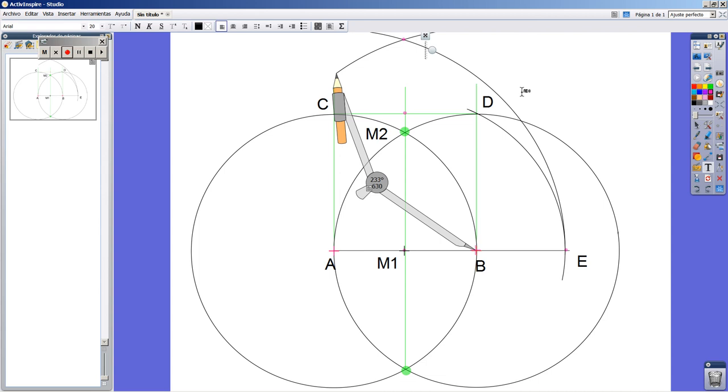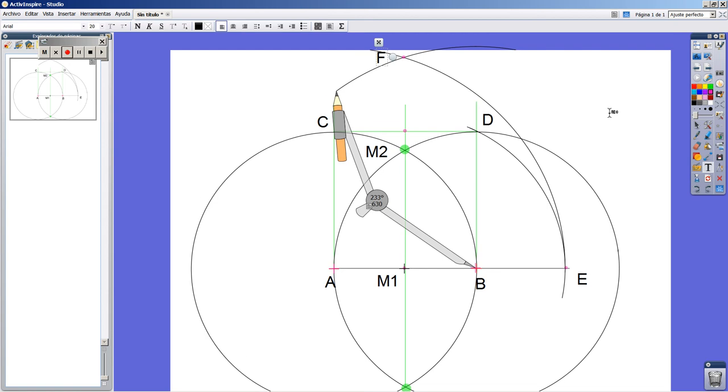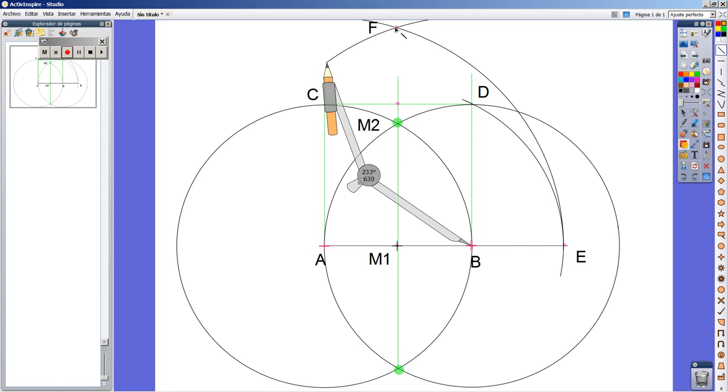Sorry, this is the point, and I'm gonna join point F and point A, point F again and point B. And ABF is the sublime triangle. We did it.